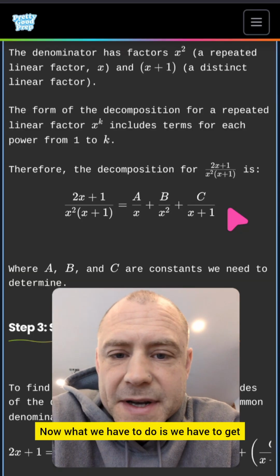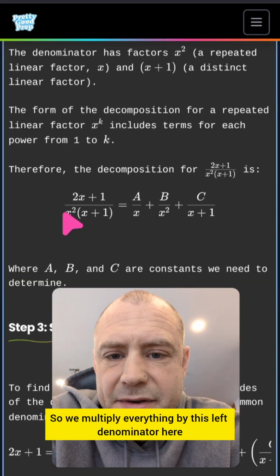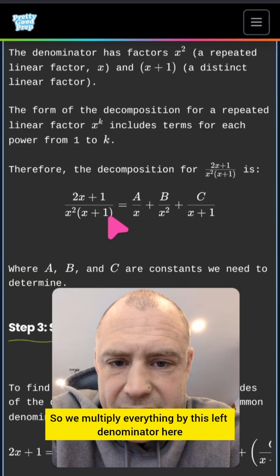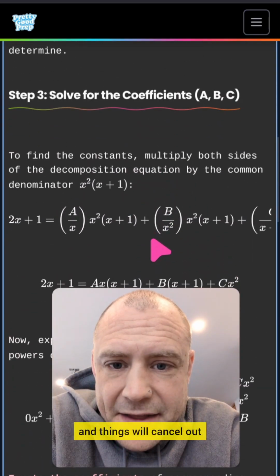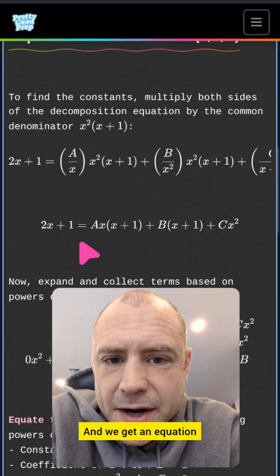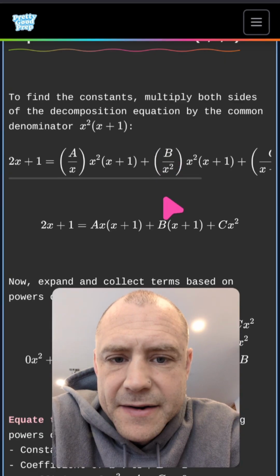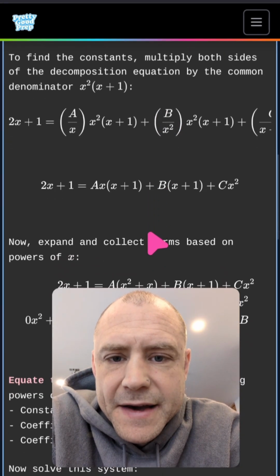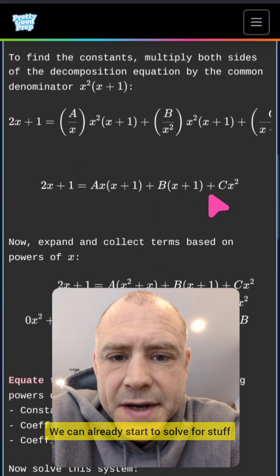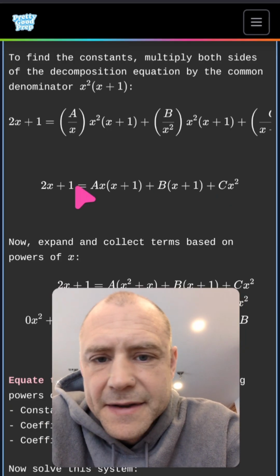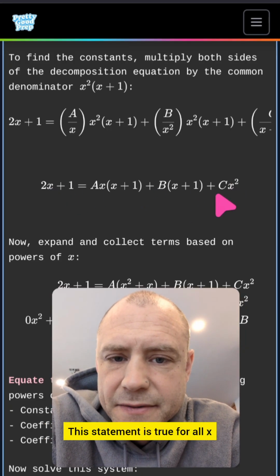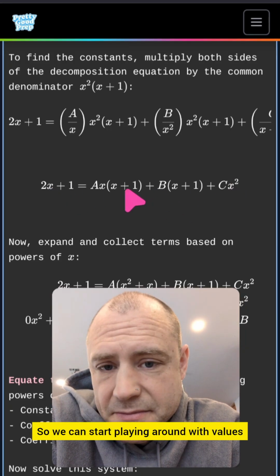Now what we have to do is get a common denominator. So we multiply everything by the left denominator here, and things will cancel out. And we get an equation that looks like this. I'll save you some of the algebra just because we don't have time for everything here. It's not a full breakdown. And then we get this equation here. We can already start to solve for stuff. This statement's true for all x, so we can start playing around with values.